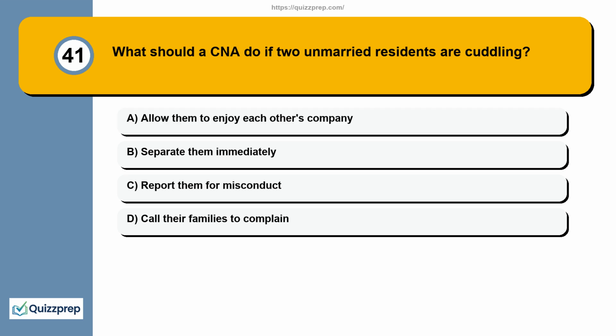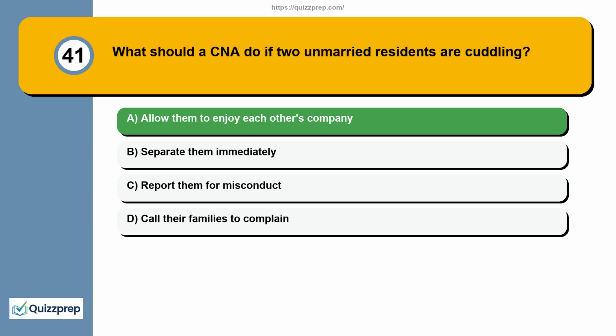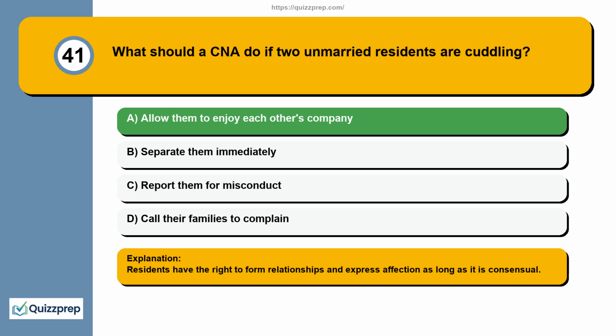Question 41. What should a CNA do if two unmarried residents are cuddling? Allow them to enjoy each other's company. Separate them immediately. Report them for misconduct. Call their families to complain. Residents have the right to form relationships and express affection as long as it is consensual.